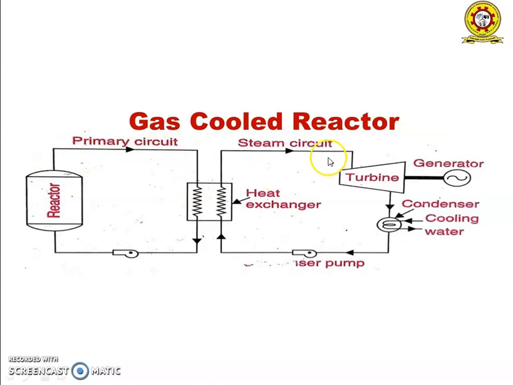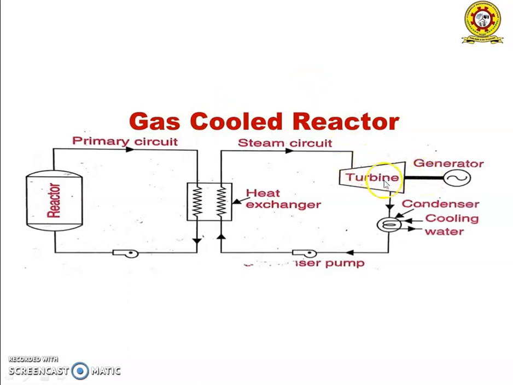From the secondary circuit, the water coming from the turbine is sent into the heat exchanger. So by exchanging heat between the hot gases and the water, the water is converted into steam, and this steam is sent into the turbine, which drives the generator to produce electricity.